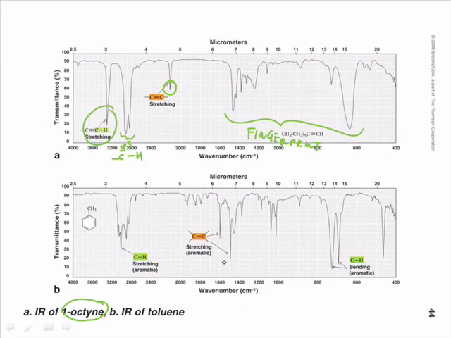If we look at toluene, this compound we will not talk about too much, but things that we can see are these CH3 groups, which again are showing up below 3000, but we also see something above 3000 right here, which is coming from the CH vibrations in aromatic rings, which are sp2 carbons.